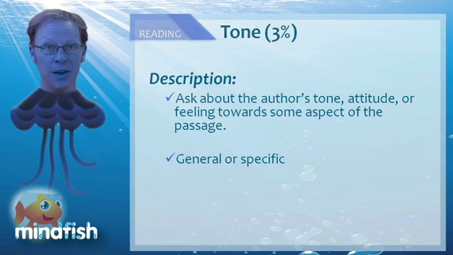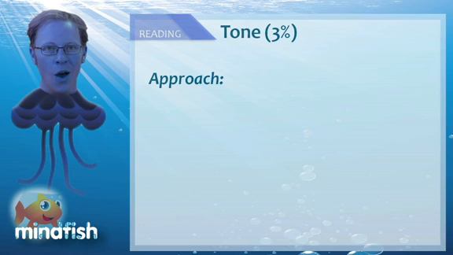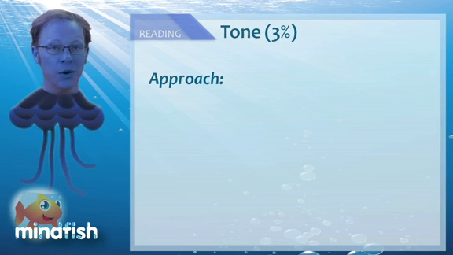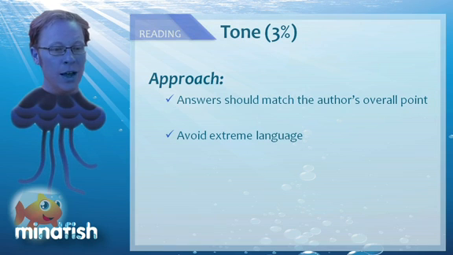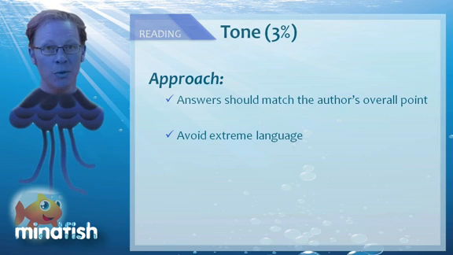They can be specific and ask about a specific line or a specific idea in the passage, or they can be general and ask about the author's overall attitude throughout the passage. One important consideration when you're doing tone questions is to avoid extreme language. For example, an answer that mentions supreme confidence or hatred will usually be wrong.